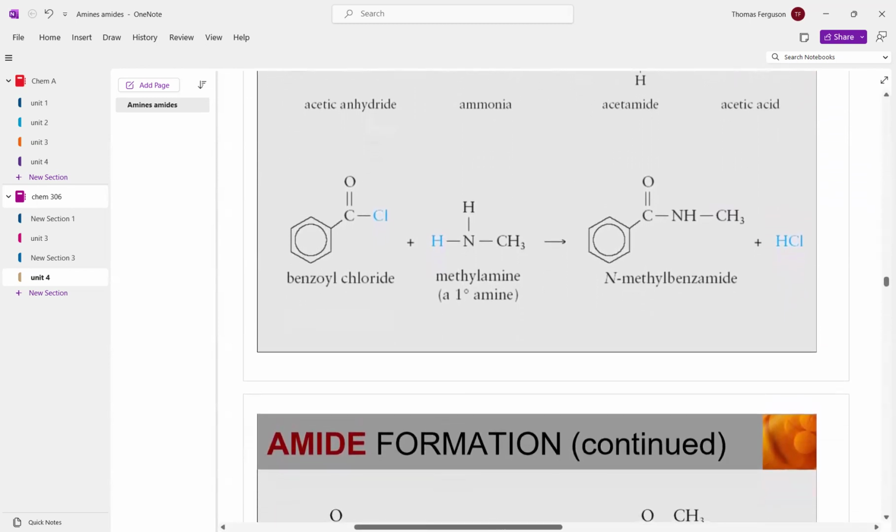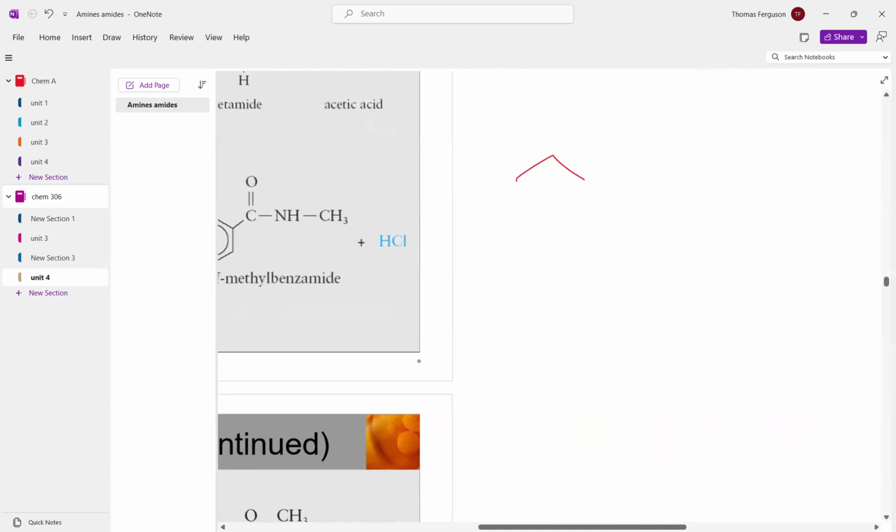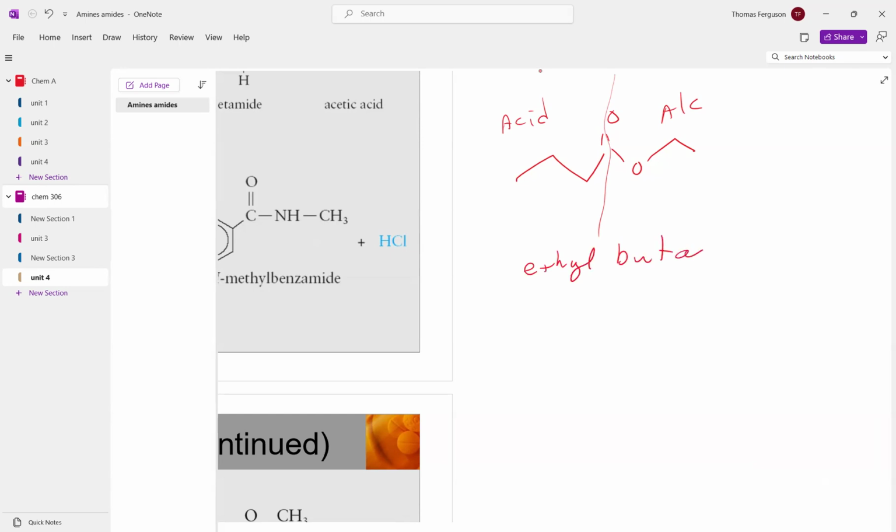Okay, so naming amides. Okay, so like we name esters, so let's name it ester here. Okay, so it's 2-carbon alcohol, 3-carbon, or excuse me, 4-carbon acid. So we're going to end up with ethyl butanoate.